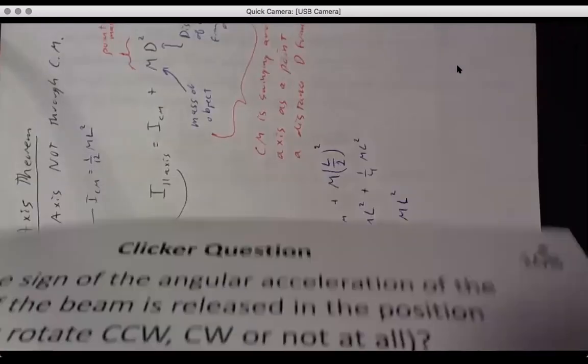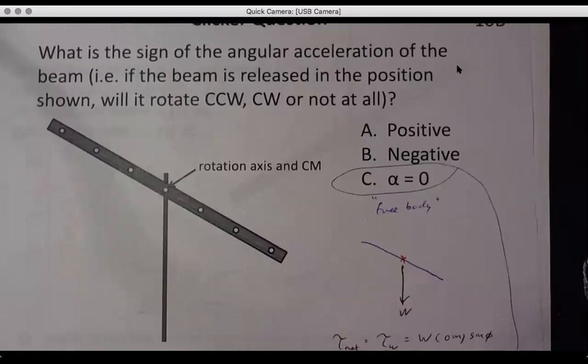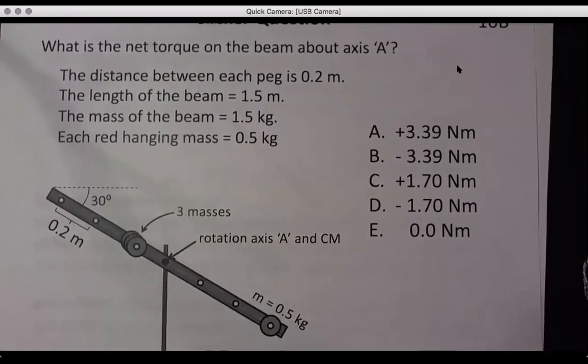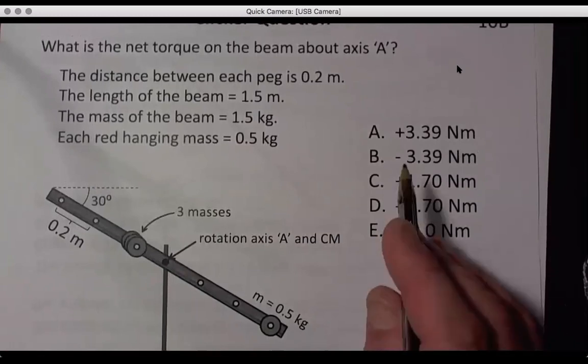Okay, I already did the other side of that one, and let's come up with this one then. What is the net torque of the beam about axis A? Okay, so we can start this the way we would start any of these others.